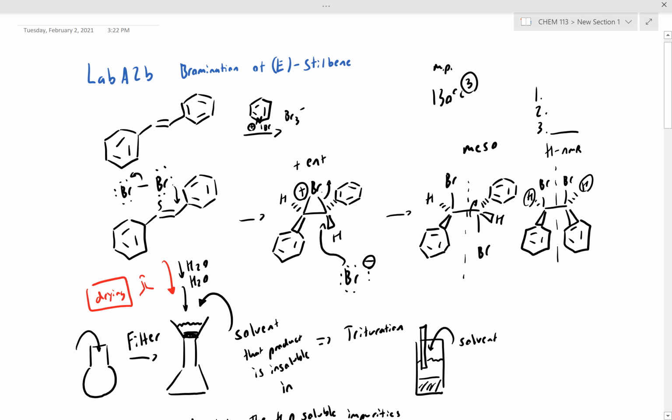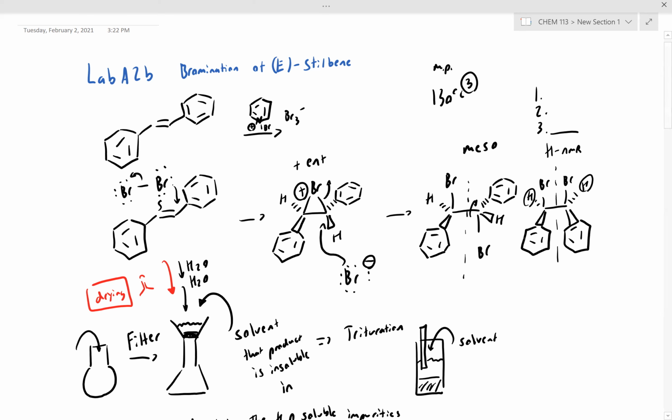Addition of bromide to open up our bromonium ion yields the following meso product. Note that this compound is not optically active and this molecule is completely symmetrical, and you can prove that via rotation of your carbon-carbon bond. So this is the meso stilbene dibromide. You may have to look up this compound's physical properties using the IUPAC name rather than the informal name.